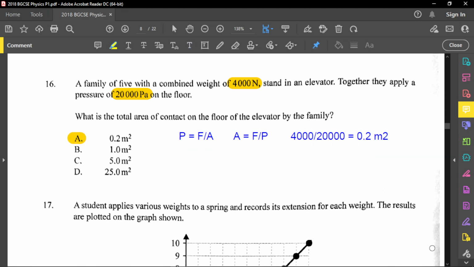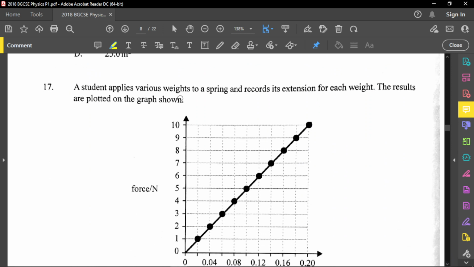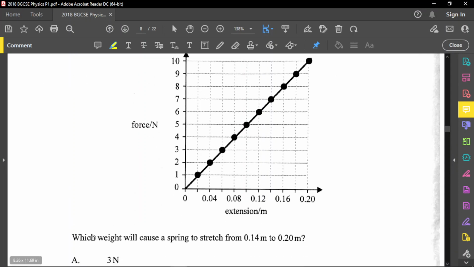Number 17. For number 17, a student applies various weights to a spring and records its extension for each weight. The results are plotted on the graph shown. On the y-axis, we have force, and on the x-axis, we have our extension. Which weight will cause the spring to stretch from 0.14 meters to 0.2 meters?